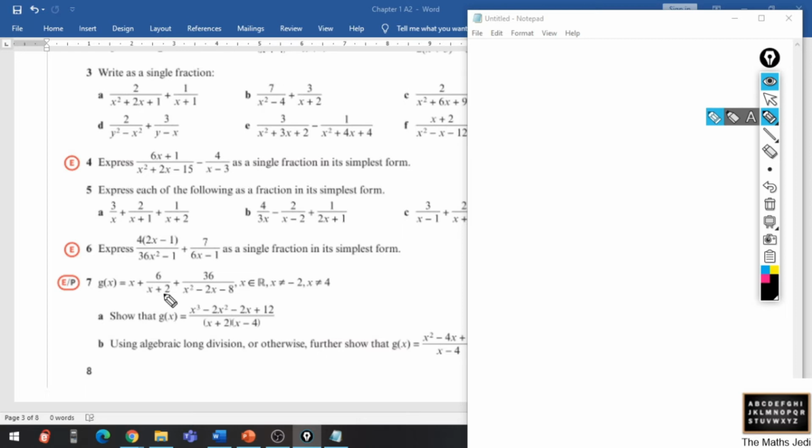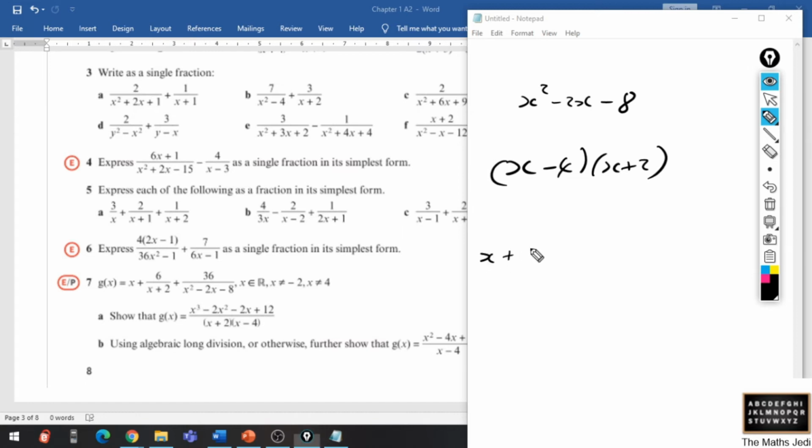Looking at this, first of all, I would like to factorise the bottom of this. If I factorise x squared minus 2x minus 8, that is no doubt going to help me. So I'm looking for factors of 8. These two would work: minus 4 plus 2, that works quite quickly. So we're left with an expression that looks a little bit like this.